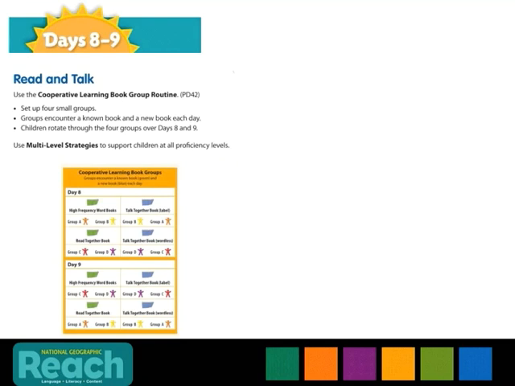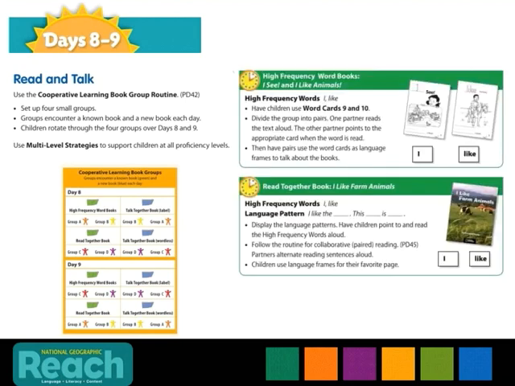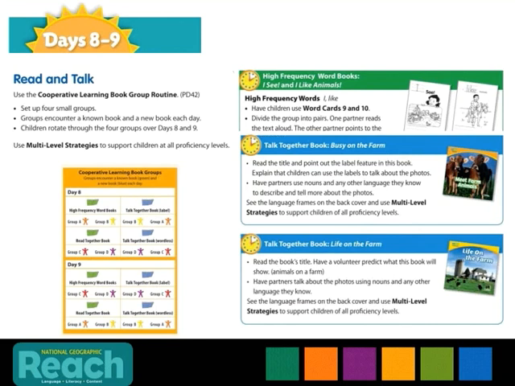On Days 8 and 9, you will be using the Cooperative Learning Book Group routine. Begin by grouping your students into 4 small groups. Each group will work with a known book and a new book each day, and all students will rotate through the 4 groups over Days 8 and 9. The known books will be the high-frequency word books they created on Days 2 and 5, and the Read Together book from Day 6. The unknown books will be the Talk Together books for the unit.